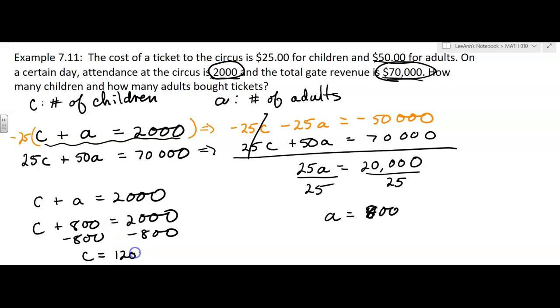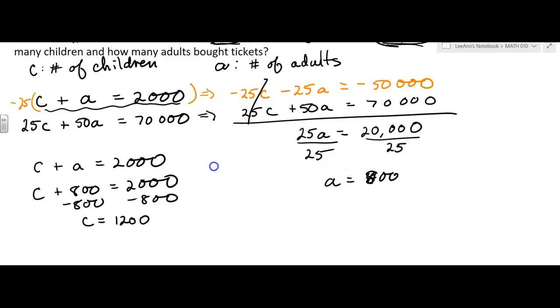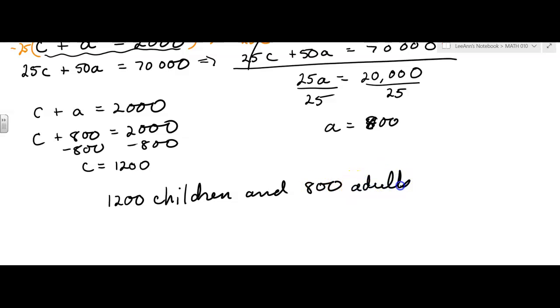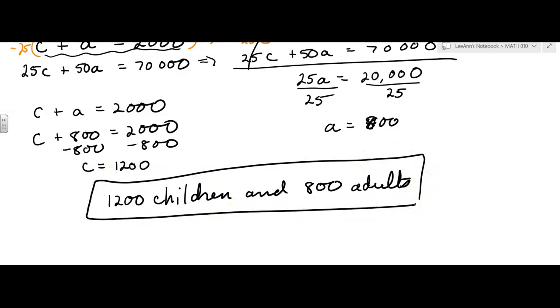And it asks us to say how many children and how many adults there were. So I would just write my answer, 1,200 children and 800 adults. I wouldn't put it as an ordered pair because we want to actually know how many children, how many adults. Okay, so that's the answer.